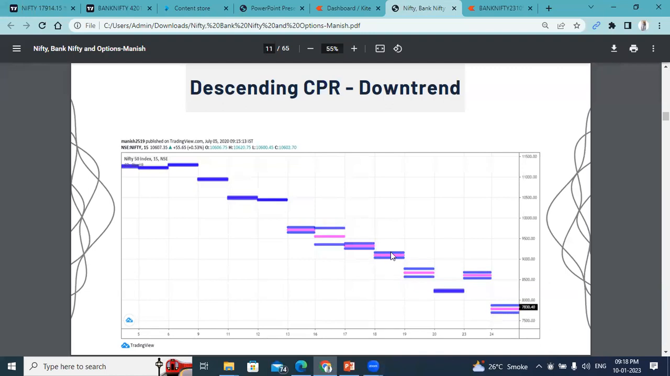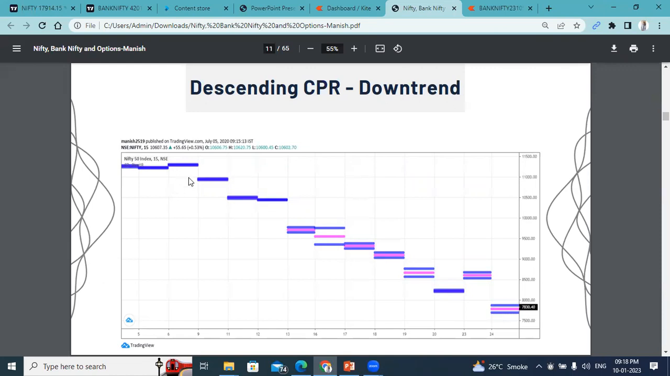Now compare 18 and 19. Again you can see this is descending CPR. The top CPR is below the previous day's bottom CPR. Now compare 19 and 20. Again, you can see this is descending CPR.